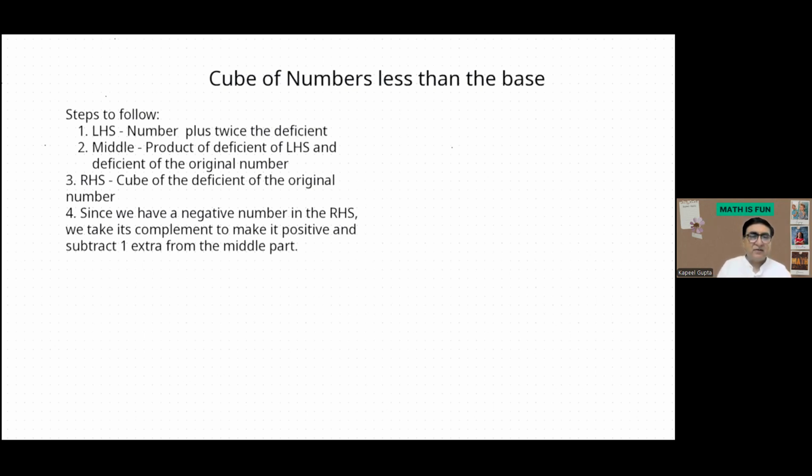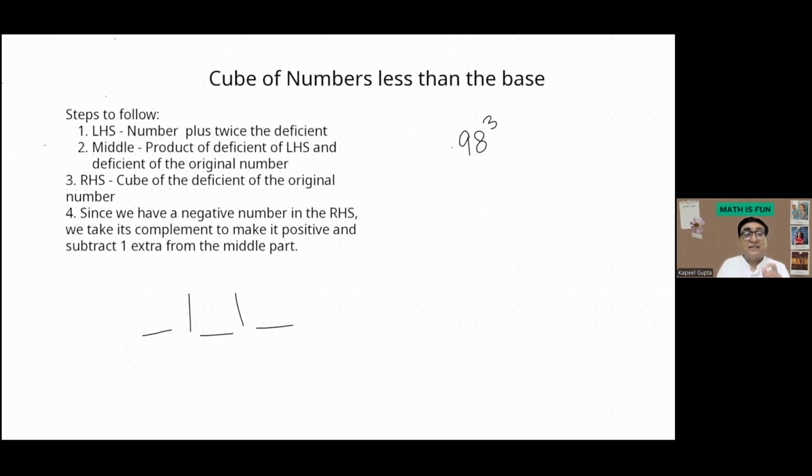So let me put it here that the three parts will be, so that it is for you to see. So, first part, second part, and the third part. Now, for the number that we will try, let me say it is 98 cube, because I'm talking about the numbers that are less than the base. So for a two-digit number, the base is 100. So 98 is quite close and of course less than the base.